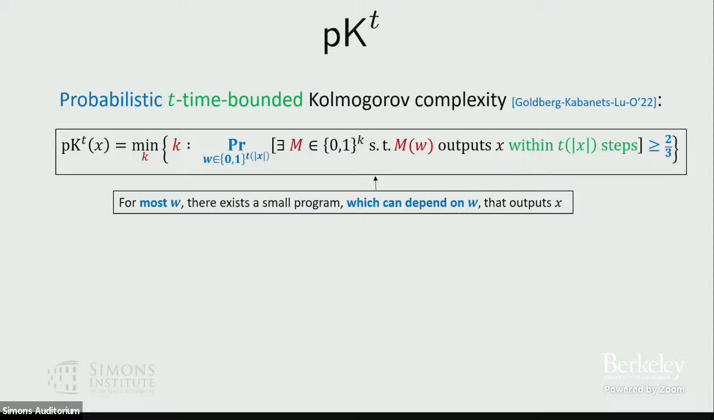So for most random strings, there's a small program that depends on the randomness and prints X. Formally, PKT of X is we minimize over these encodings, and we take the encoding complexity such that given a random string, there's a machine with small description such that given this randomness, it prints X within T of X steps. And T is this fixed function in the definition.